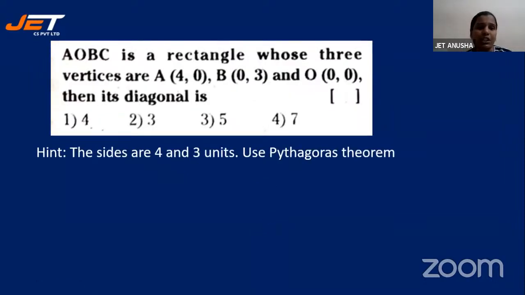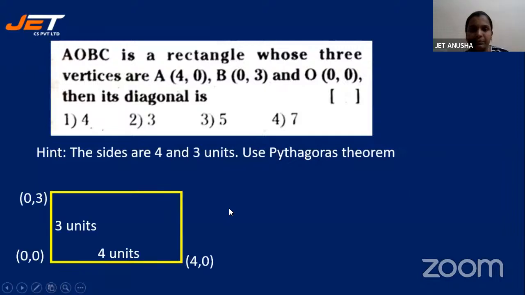So here we have one more question. AOBC is a rectangle whose 3 vertices are A of 4, 0, B of 0, 3 and O of 0, 0. Then its diagonal is. So here the sides are 4 and 3 units. Use Pythagoras theorem. Pranati gave me 4, Akshara 3. Shruti 3, Avinash 3, Sarvesh 3. Akshaya 3, Reneshwari 3, Amulya 4, Gayatri 1. So let's see what is the correct answer.